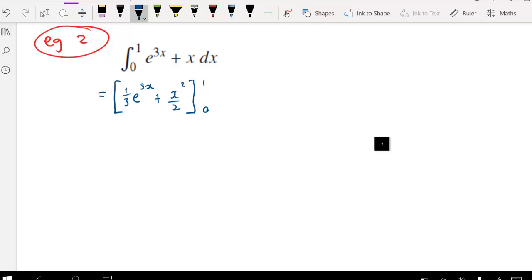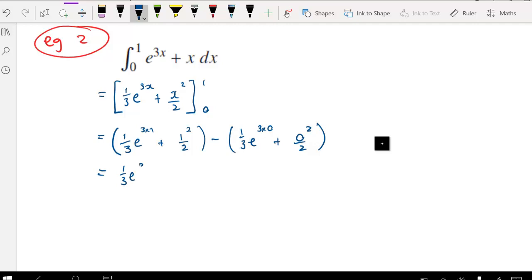Now we can't simplify this because they're both fractions in their simplest form. So we're going to sub straight in. So we'll sub in 1 first. We've got 1/3 e to the power of 3 times 1, and 1 squared on 2. And we'll subtract 1/3 e to the power of 3 times 0, and 0 squared on 2. So this gives us 1/3 e cubed plus a half, and we're subtracting 1/3 plus 0.